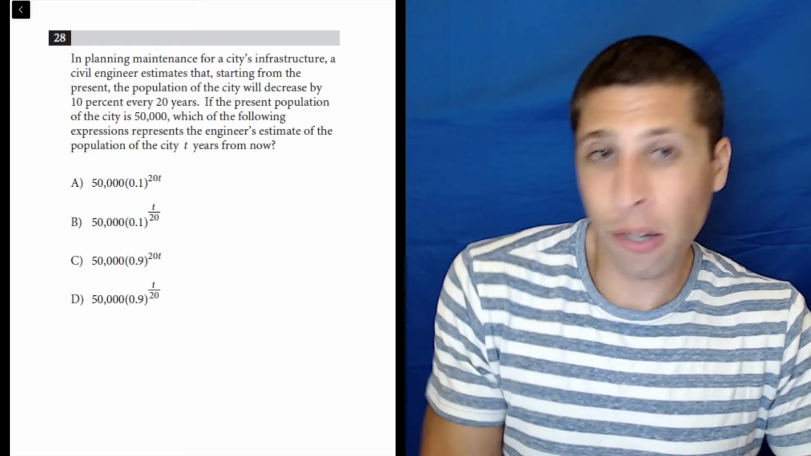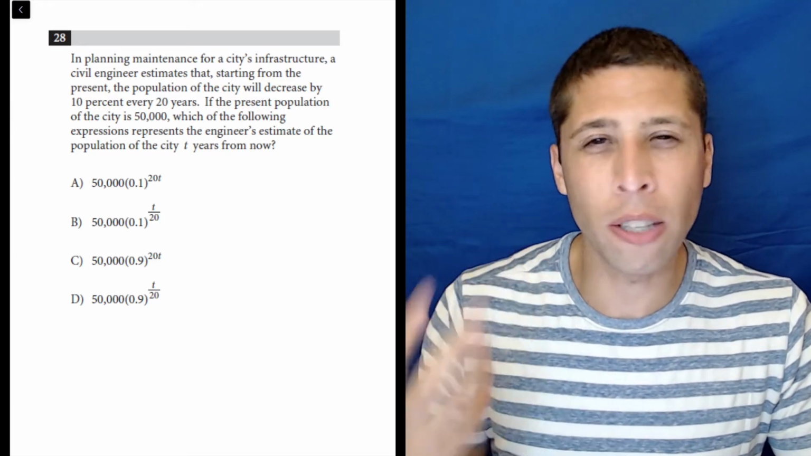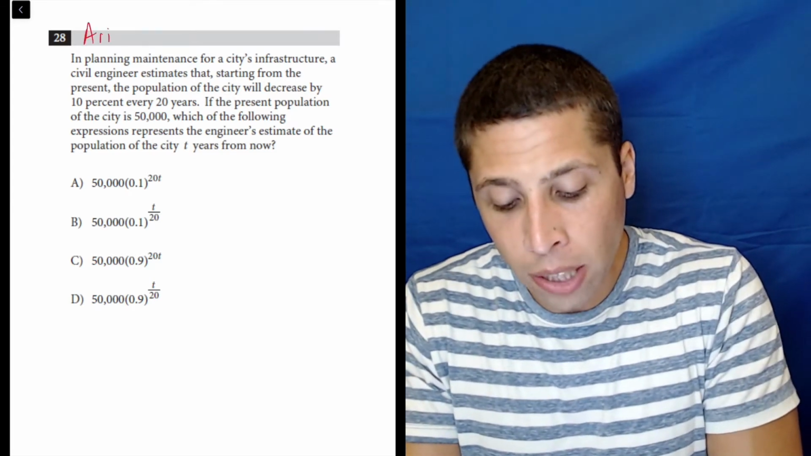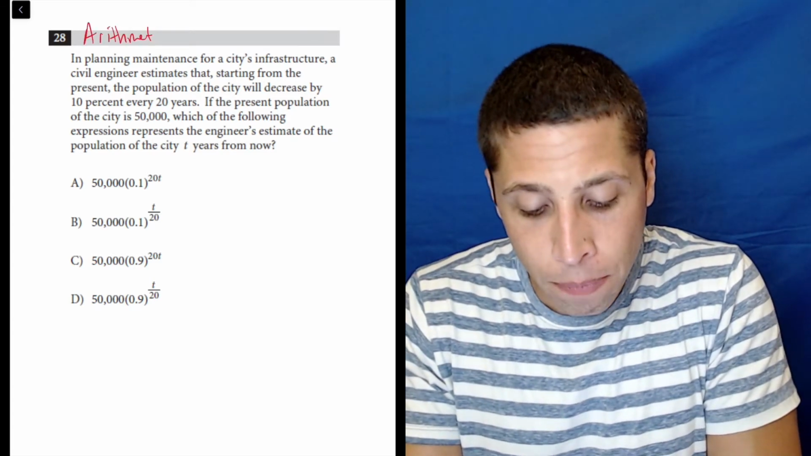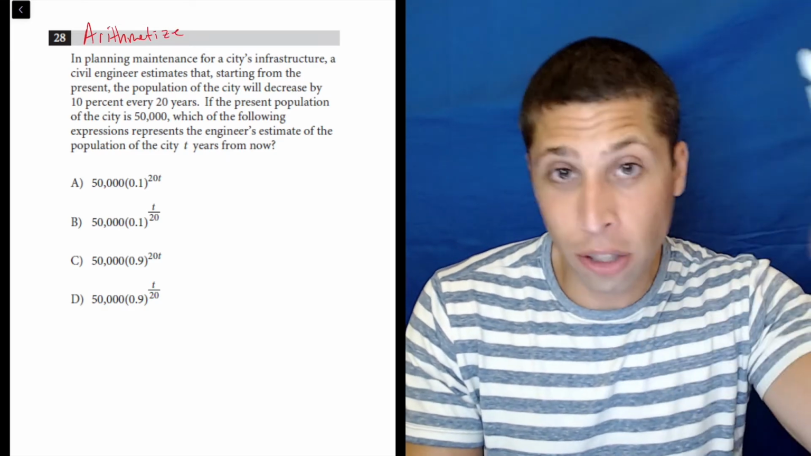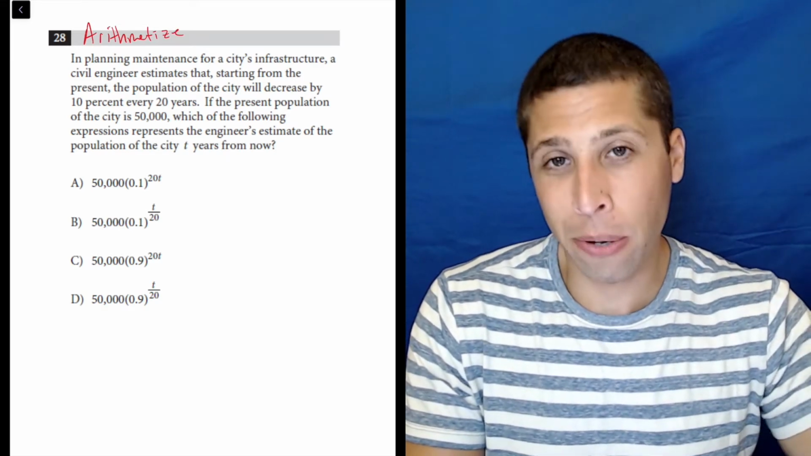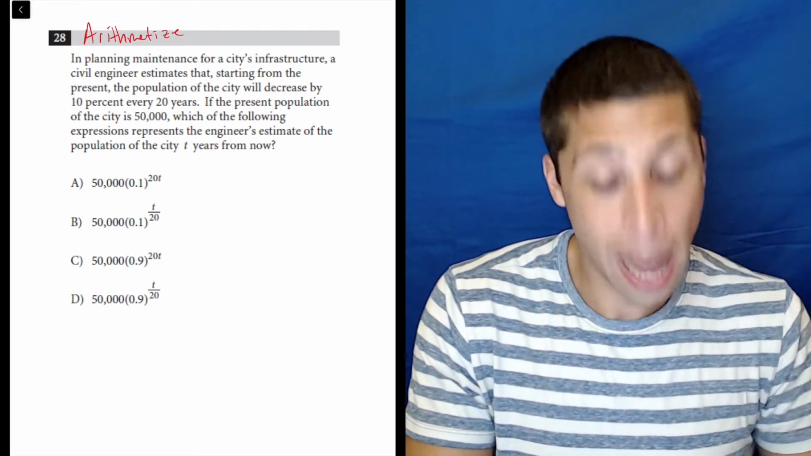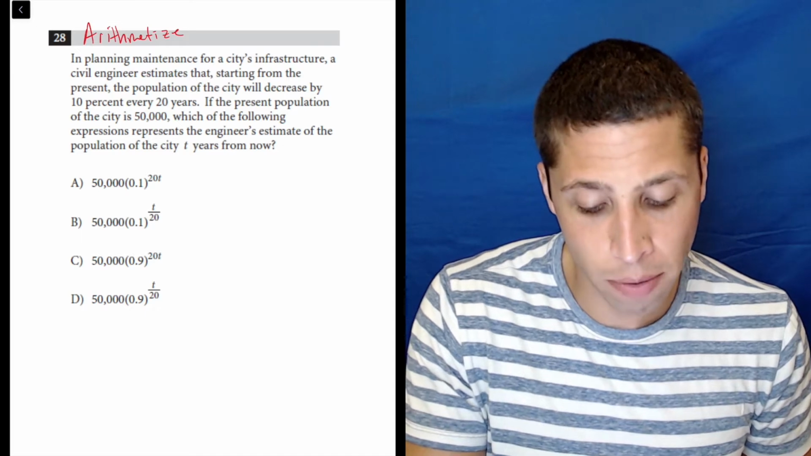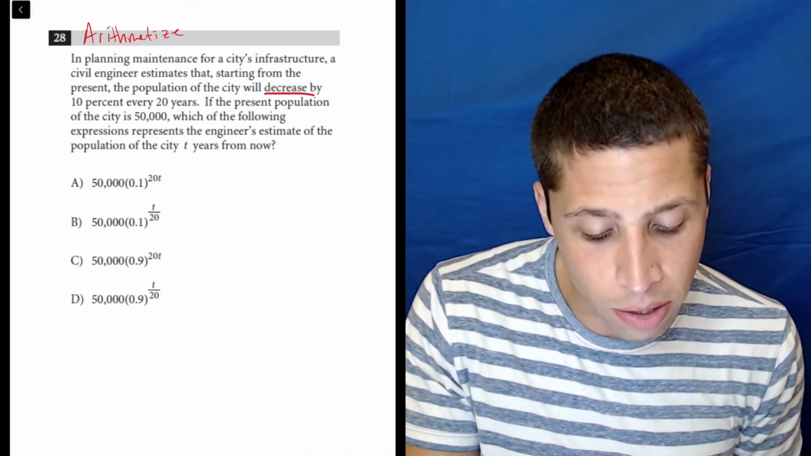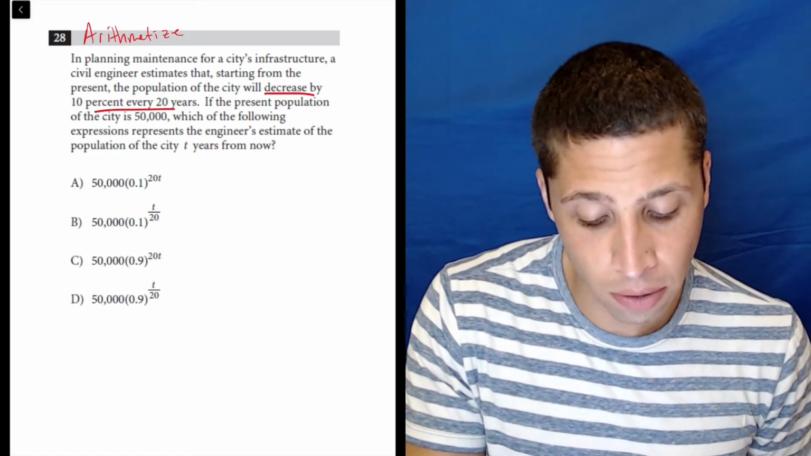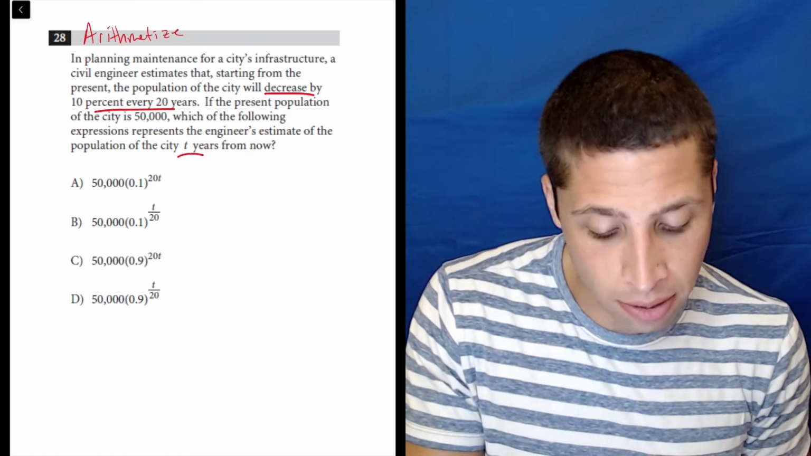And with something like this, it's hard because it seems like we have to read this story and develop the equation. But no, because we don't need to think abstractly about math here. We are told a certain situation, and we can make up some numbers to just kind of see what would happen, right? So in planning maintenance for a city's infrastructure, a civil engineer estimates that starting from the present, the population of the city will decrease by 10% every 20 years. If the present population of the city is 50,000, what's going to happen t years from now?